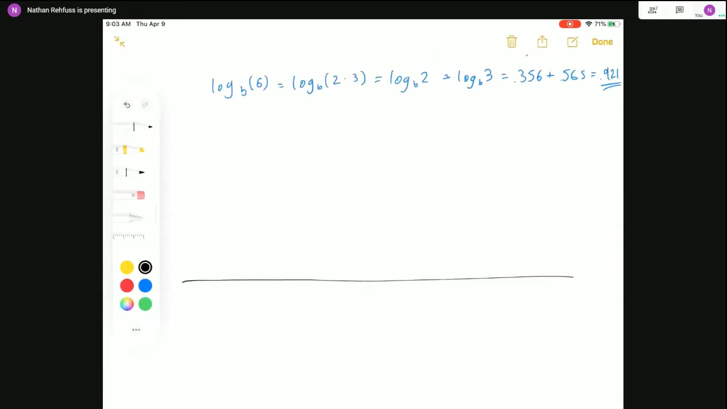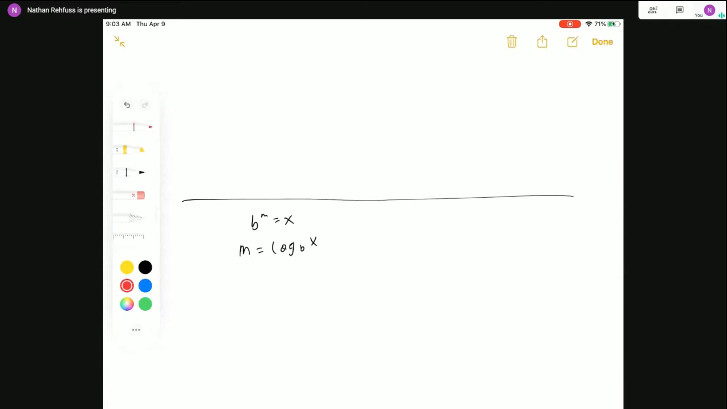Right now, I want to talk about this fourth property, and this fourth property is a really strange one, so just bear with me here. Let's suppose that, once more, let's suppose that b to the m equals x, and that means that m is log base b of x. This is going to be a bizarre one. There's not really an exponent property that comes along here, so what do I end up invoking?